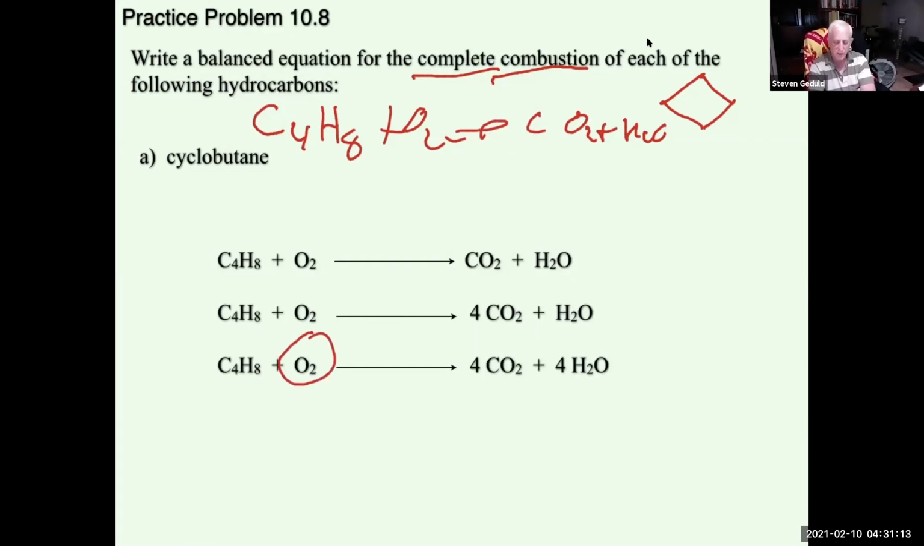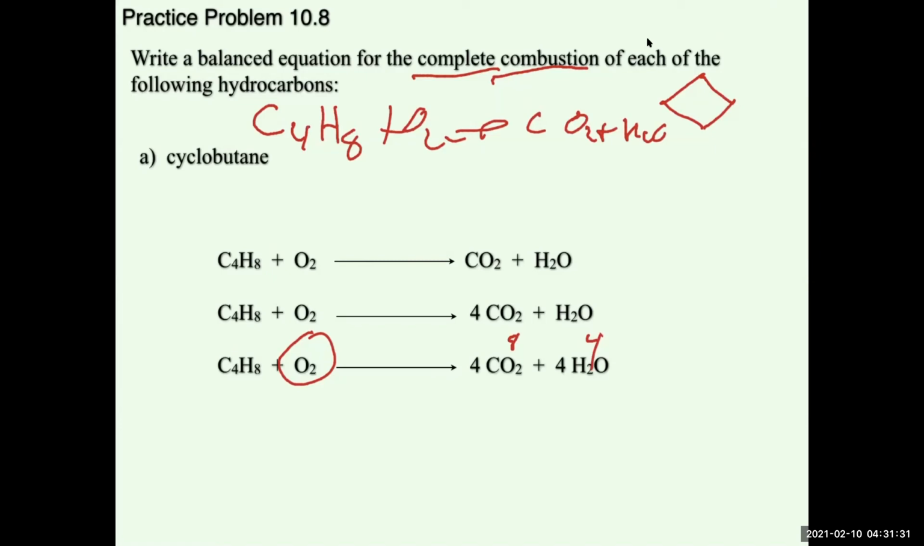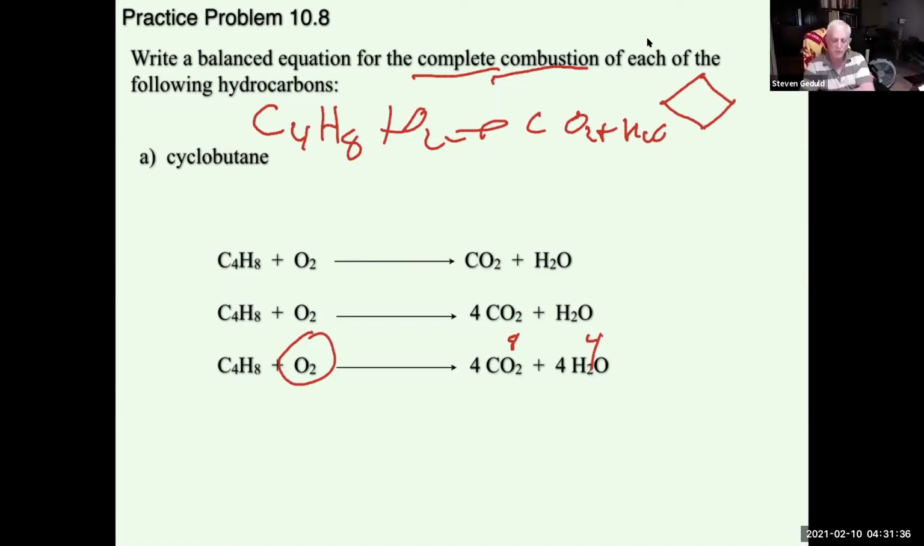So how many oxygens on the right-hand side? 12. Perfect. There's 8 here. And there's 4 here. So how do I make that say 12? What do I put in front of the oxygen? 6. Perfect. So I put a 6 in front of it. Where's my arrow? Did it come down? There it is. All right.